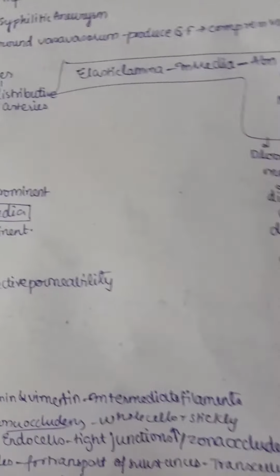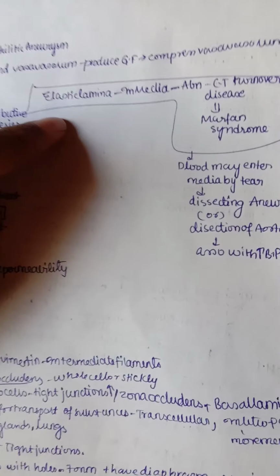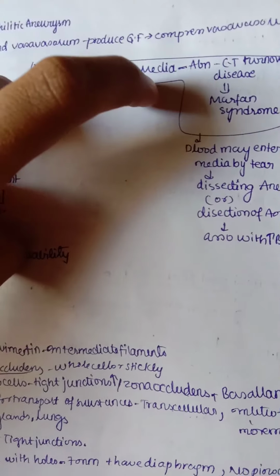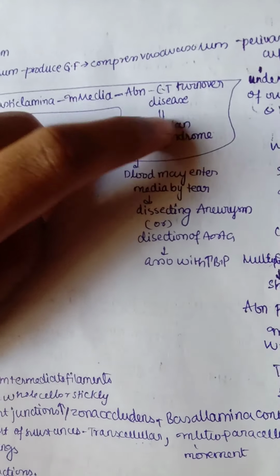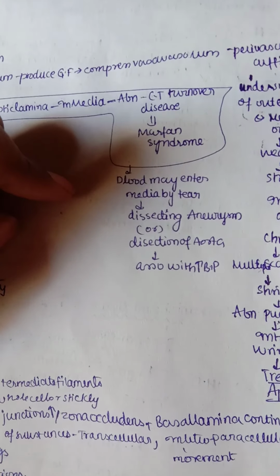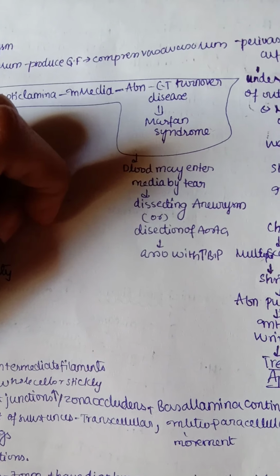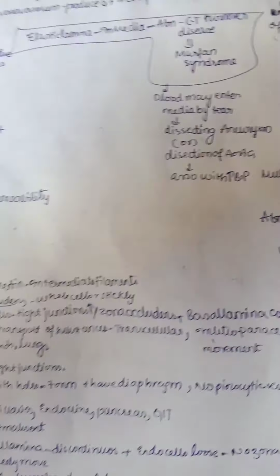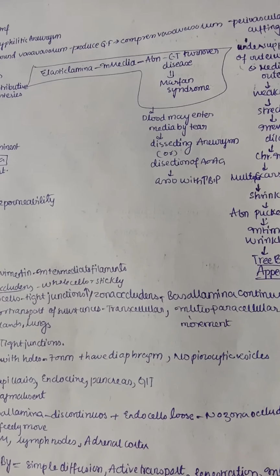So sometimes what happens, the elastic lamina in the media is abnormal because of a connective tissue disease, which is Marfan syndrome. So the blood may enter the media by a tear, dissecting the aneurysm, also known as dissecting aorta, and it is also associated with an increase in the BP, that is hypertension.